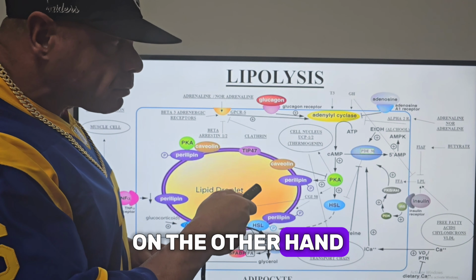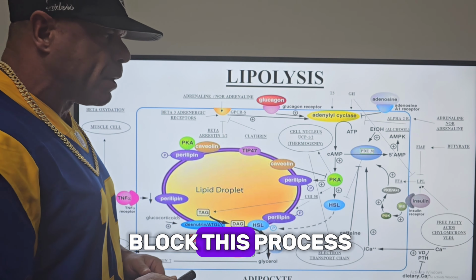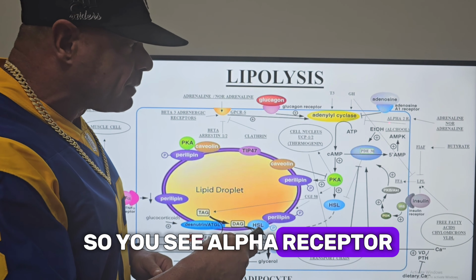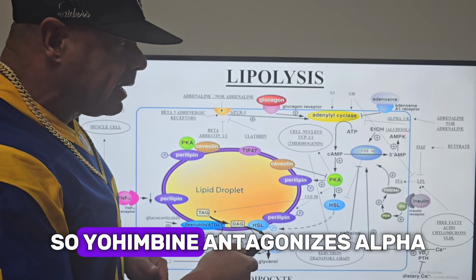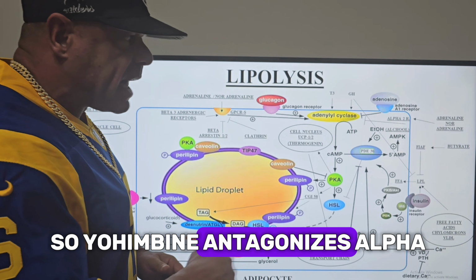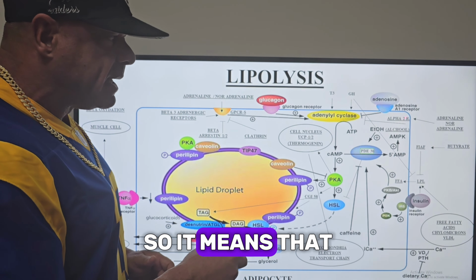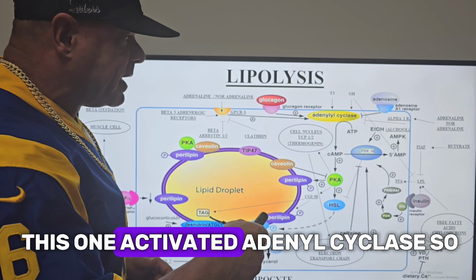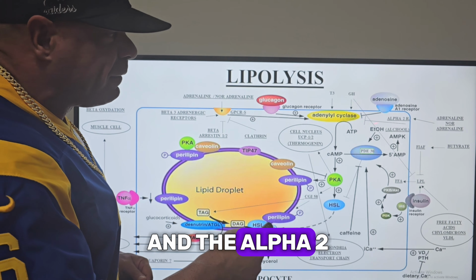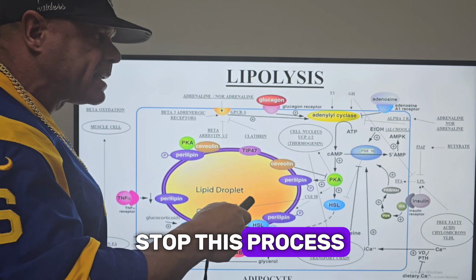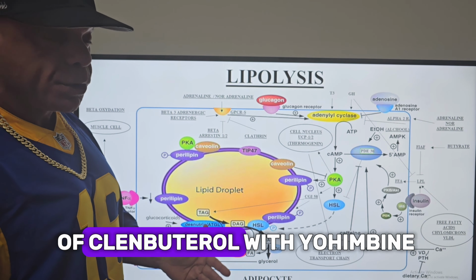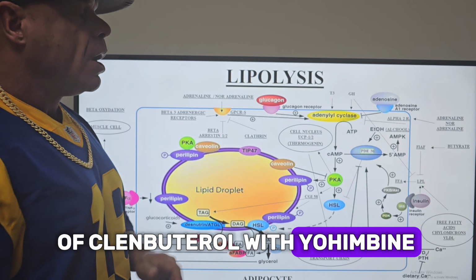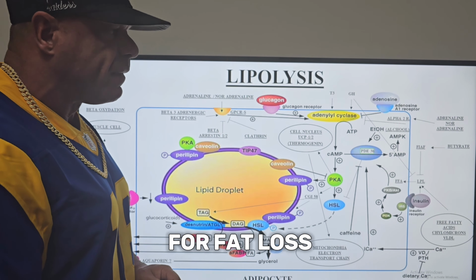On the other hand, the alpha receptors block this process. So you see, alpha receptors block the adenosine. That's why we use yohimbine. Yohimbine antagonizes alpha 2 receptors. So it means that this one activates adenosine, accelerating the process, and the alpha 2 that is supposed to stop this process is now deactivated by yohimbine. So the combination of clenbuterol and yohimbine is a good combination for fat loss.